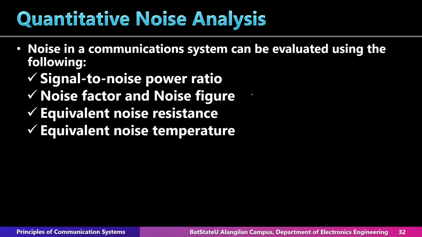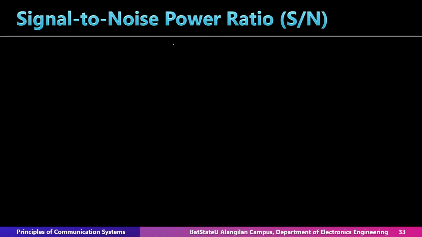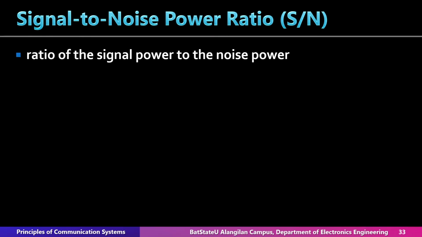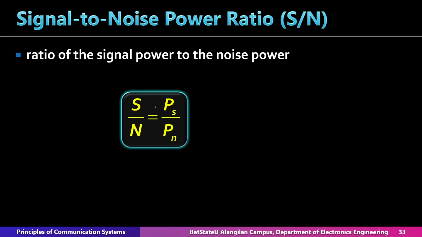Okay? So, let's start with the discussion of the signal-to-noise ratio. So, the signal-to-noise power ratio, or simply signal-to-noise ratio, sometimes is called SNR. Pero pag SNR, baka maisip mo magsha-shopping ka, kaya S over N na lang. No? Ano ito? It is simply the ratio of the power of the signal to the power of the noise. So, the signal-to-noise ratio is the ratio of the power of the signal to the power of the noise.